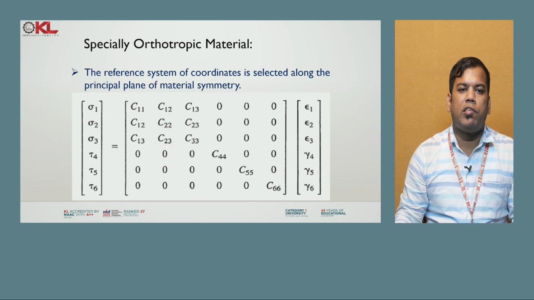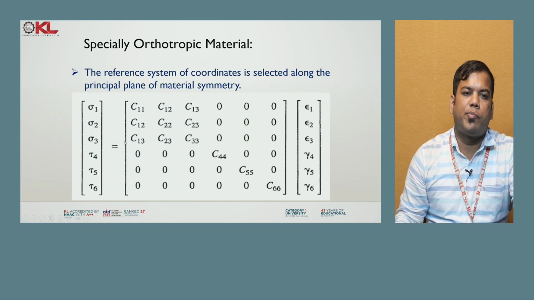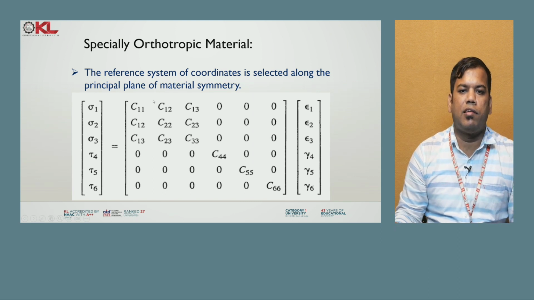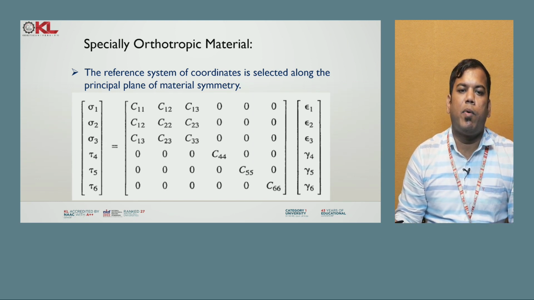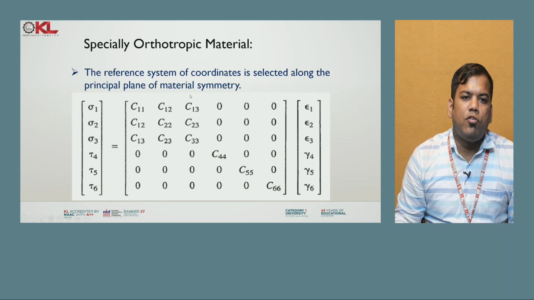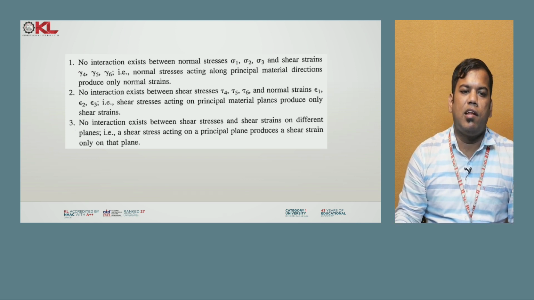So what is the stiffness condition, the stiffness system of a specially orthotropic material? As you will see, the reference system of coordinates is selected along the principal planes of material symmetry. So here there is no interaction between the normal stresses sigma 1, sigma 2, sigma 3 and shear strain, or shear stress with normal strain, and no interaction exists between shear stress and shear strain.